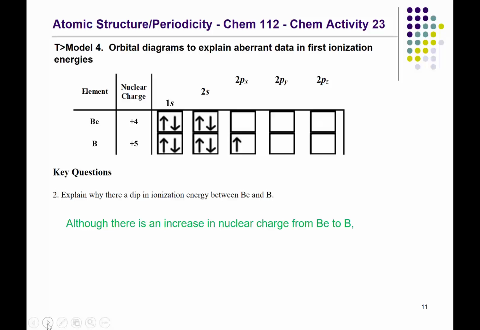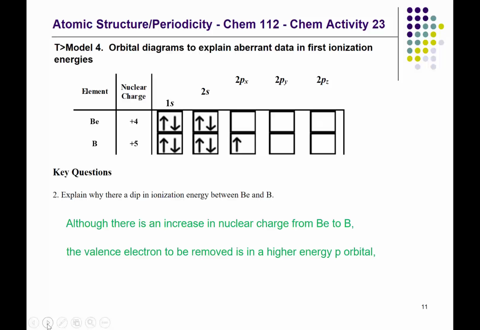But there's something else to consider. The valence electron will be removed in the case of boron from a higher energy p orbital, and that makes all the difference. If the electron to be removed in boron was actually from an s orbital, this would not be of a higher energy. So in this case, the valence electron to be removed is in a higher p orbital. Therefore, a smaller ionization energy is required to remove that electron. And so this explains the dip.